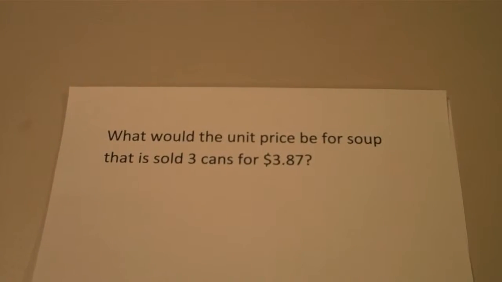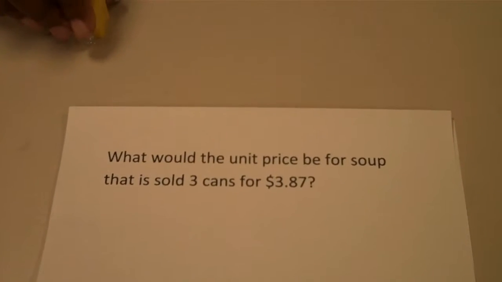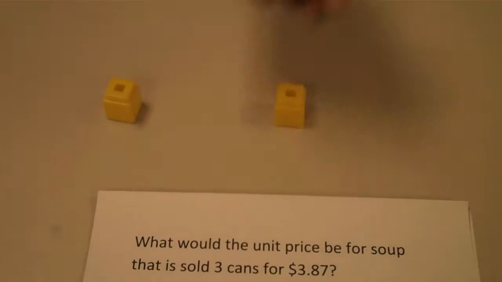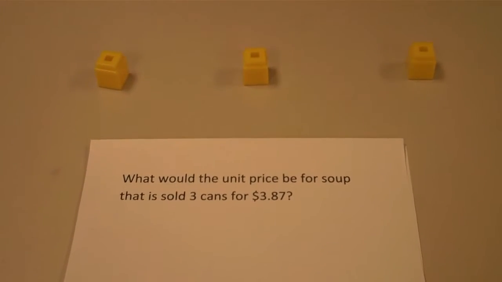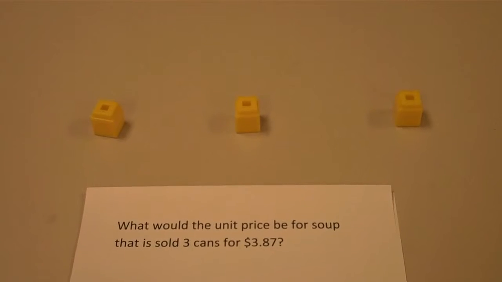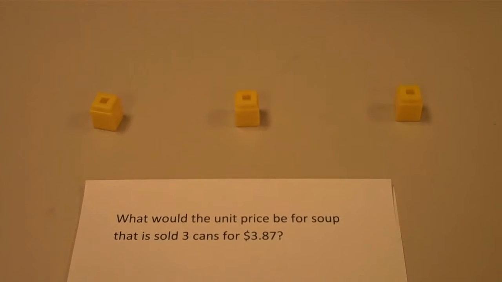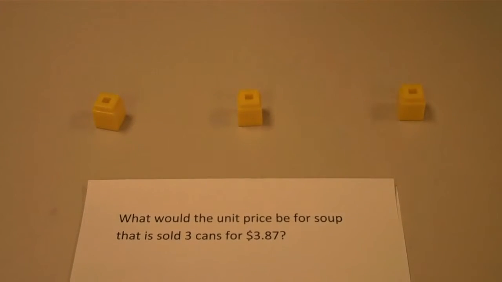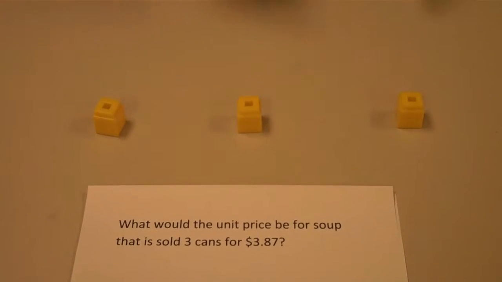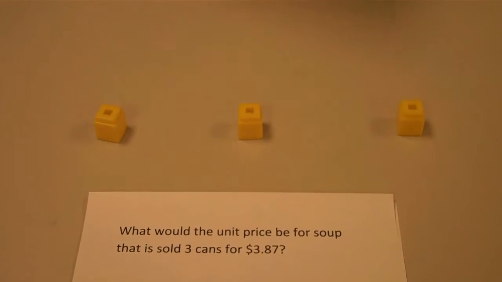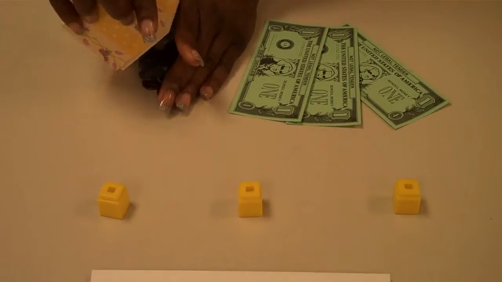One thing we can do is use unit cubes to model our cans of soup. And there we have 3 cans of soup. Our problem also tells us that for the group of these 3 cans of soup, we need $3.87. If we are trying to find how much the cost is for 1 can of soup, we are going to use division to find the cost for 1 can of soup.